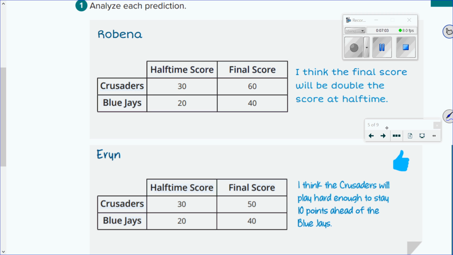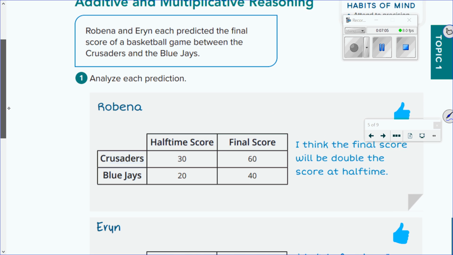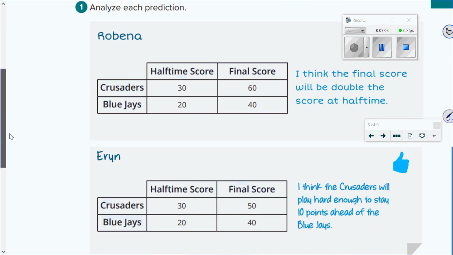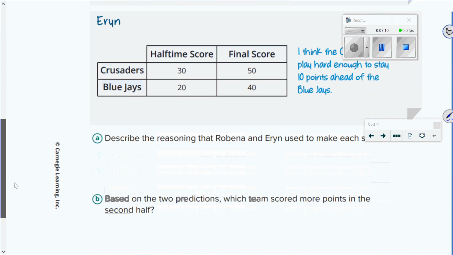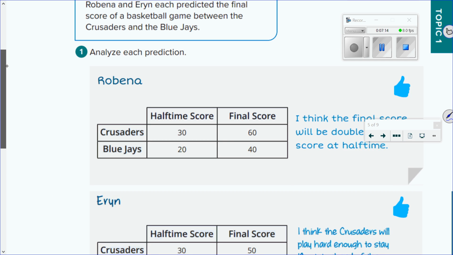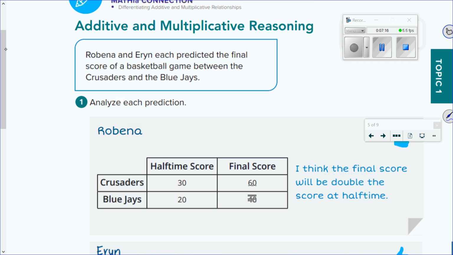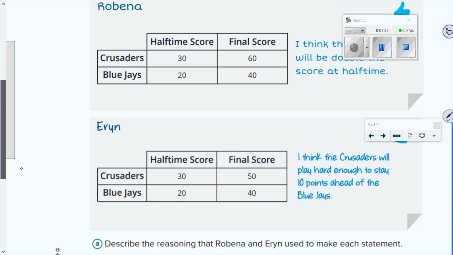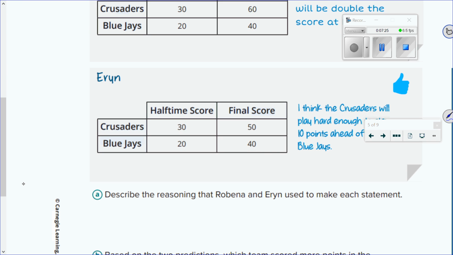You can see that they both have a thumbs up, right? So both of those reasonings are okay. So what reasoning do you think that each of them used? I'll give you a hint. If we go back to our introduction, we have additive and multiplicative reasoning. So if I look at those scores, the final score of 60-40 from 30-20, which kind of reasoning do you think that is? Additive or multiplicative?